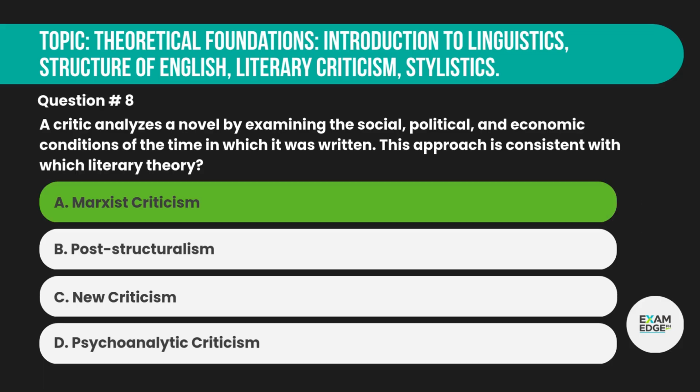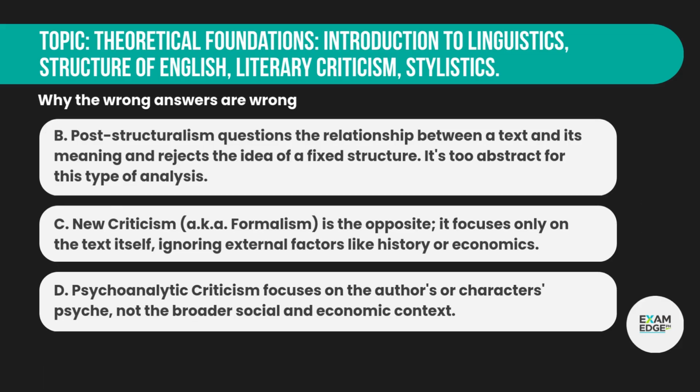Correct answer. A. Marxist criticism. Why the wrong answers are wrong? B. Post-structuralism questions the relationship between a text and its meaning and rejects the idea of a fixed structure. It's too abstract for this type of analysis. C. New criticism, aka formalism, is the opposite. It focuses only on the text itself, ignoring external factors like history or economics. D. Psychoanalytic criticism focuses on the author's or character's psyche, not the broader social and economic context.